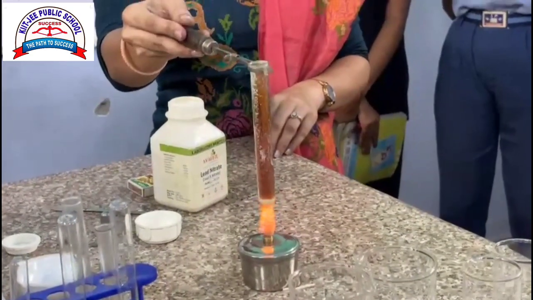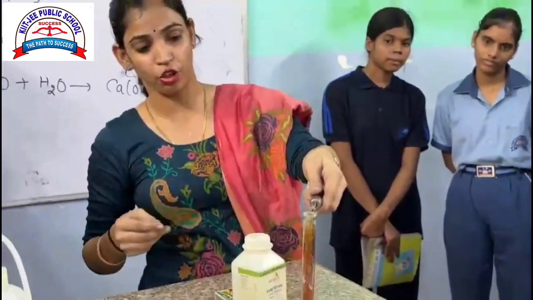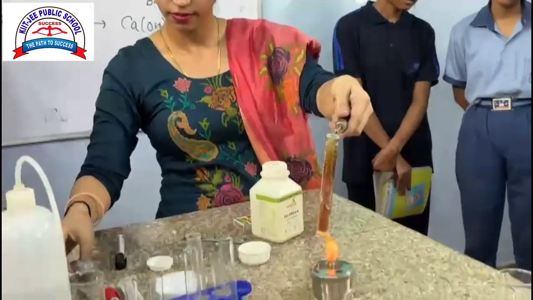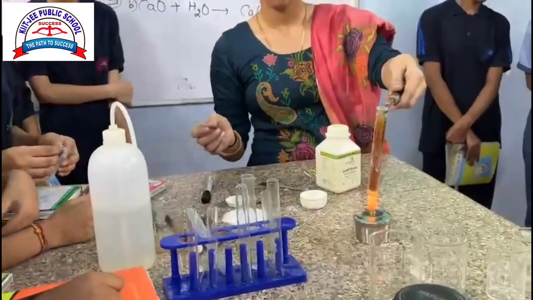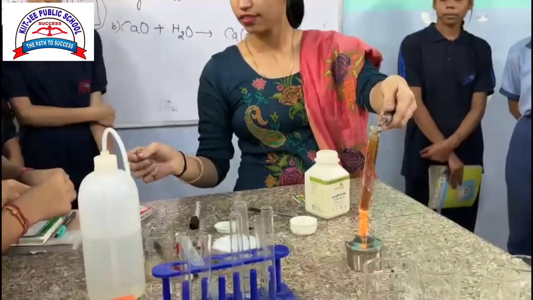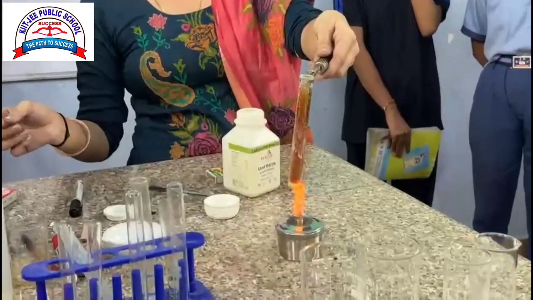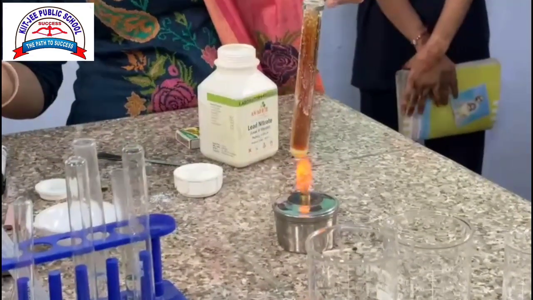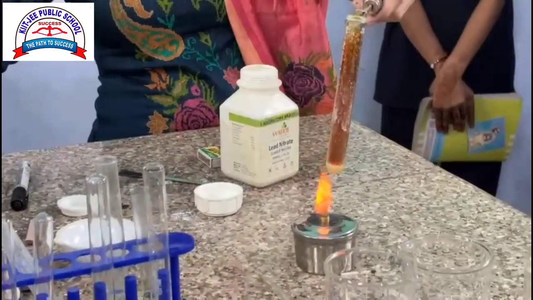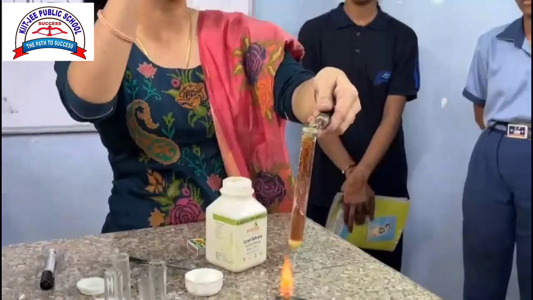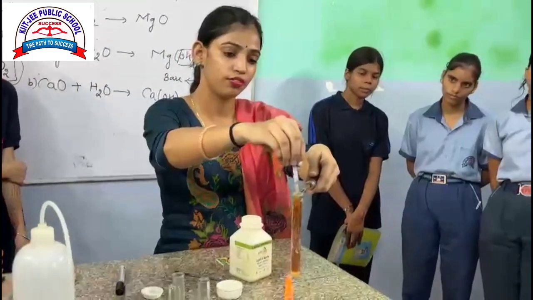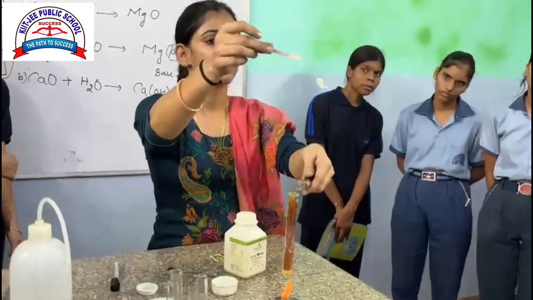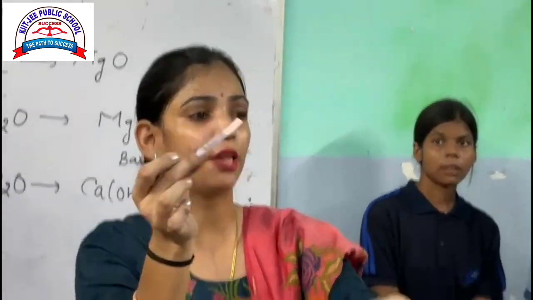Can you see this? Yes. Let's check the nature of these fumes. We have blue litmus paper. So this will turn into red. That means the fumes are acidic.